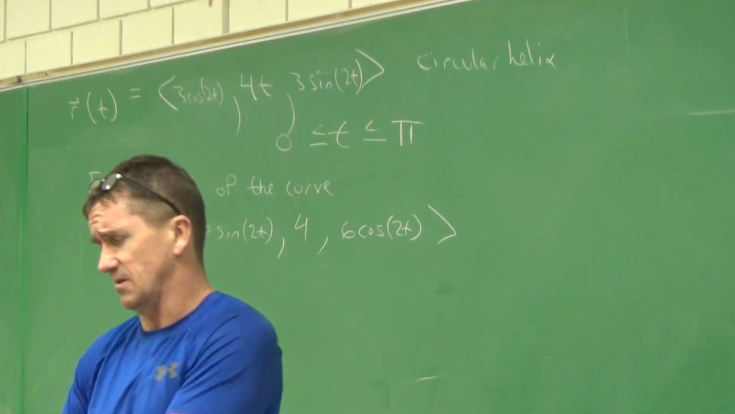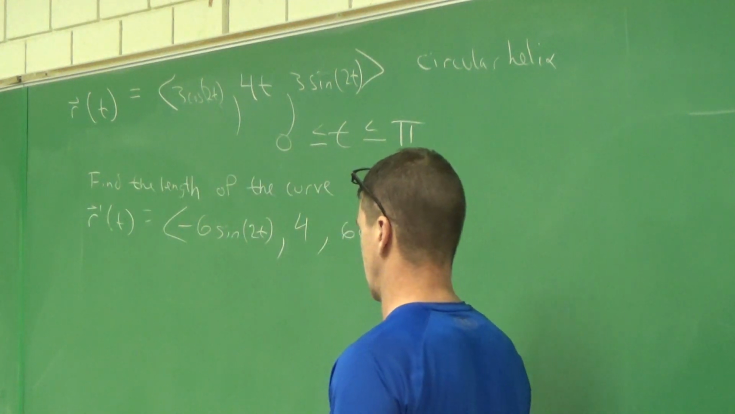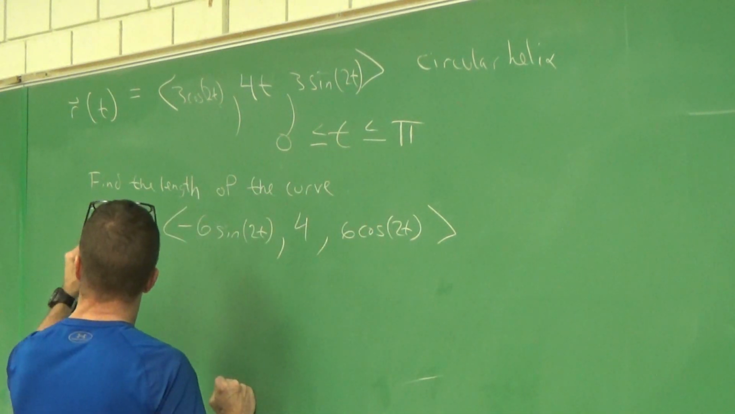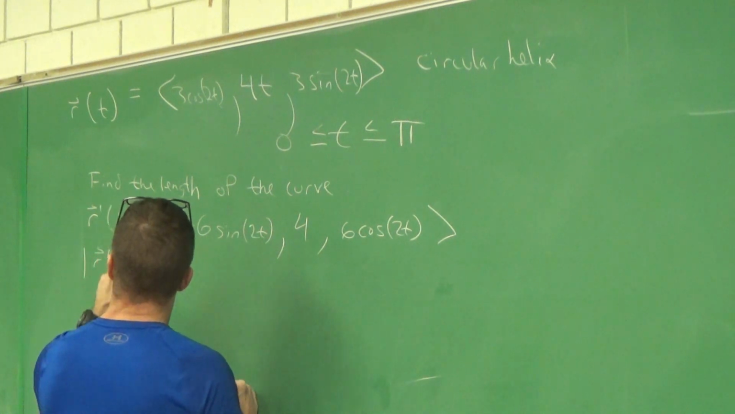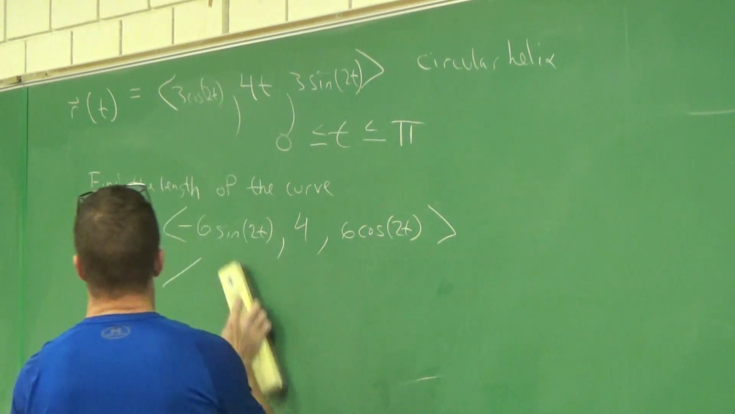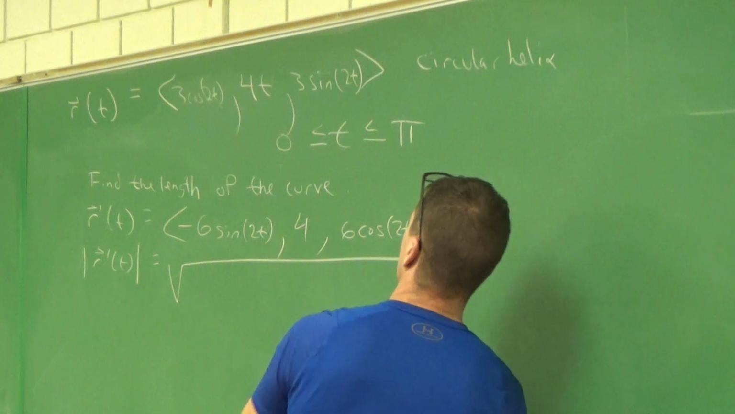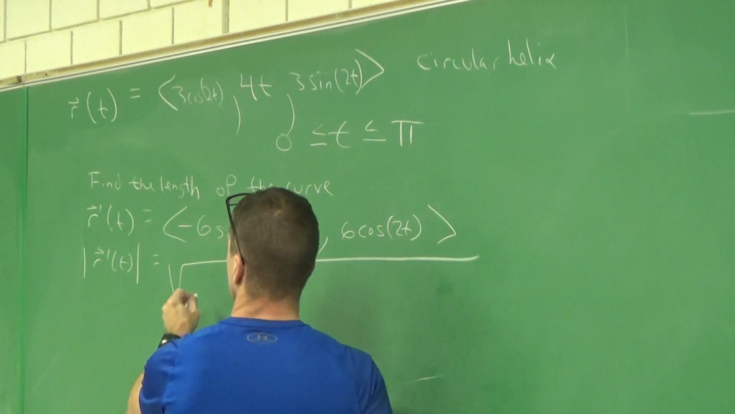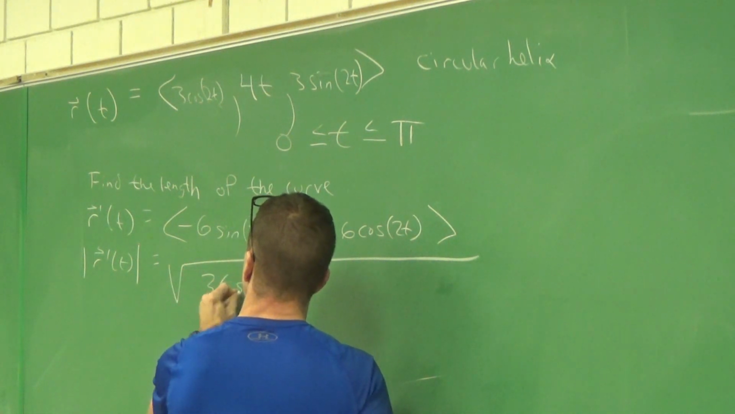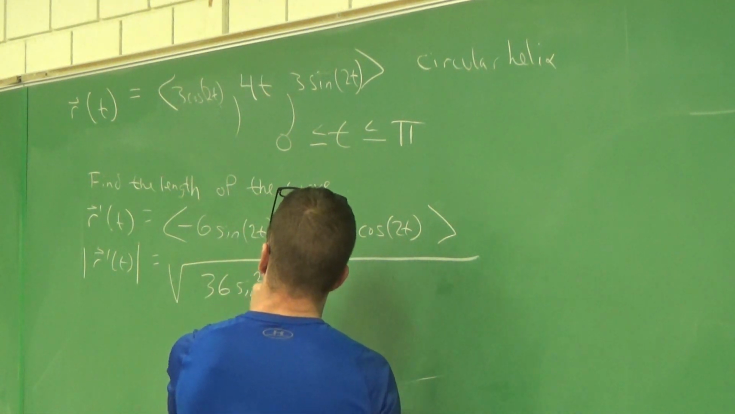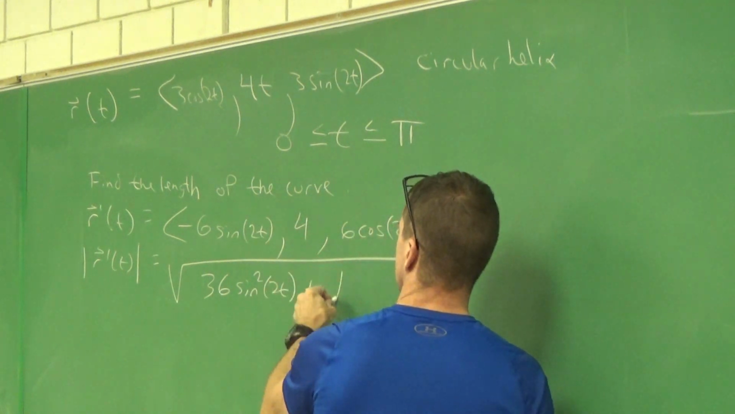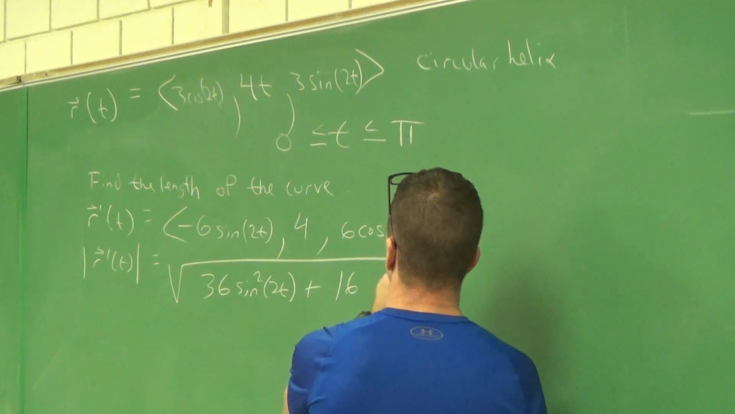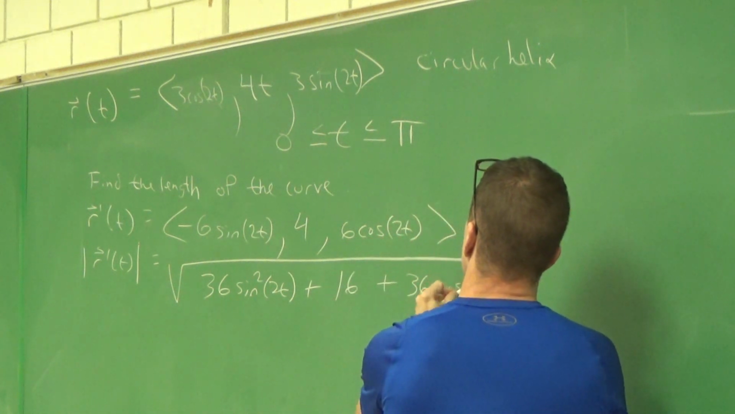But after this problem, let's look at one where we can't simplify it. Let's use a calculator. All right, what's the magnitude of r prime of t? Let me get the square root ready. What is this squared? You have to square that negative 6 too. 36 sine squared of 2t. What's that squared? 16. And what's this squared? 36 cosine squared.